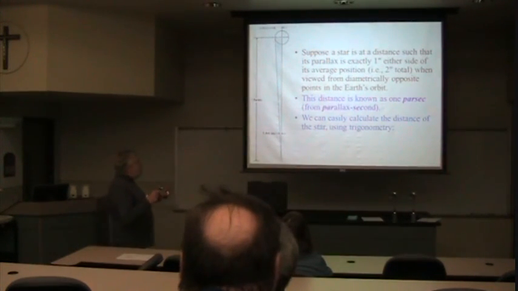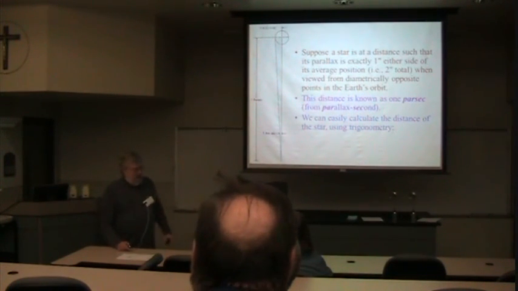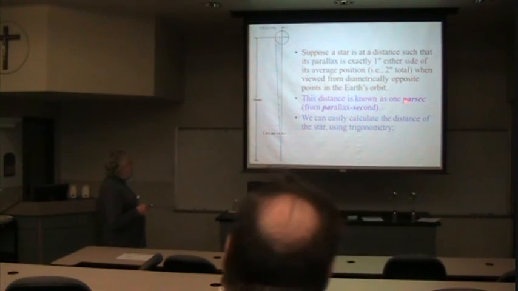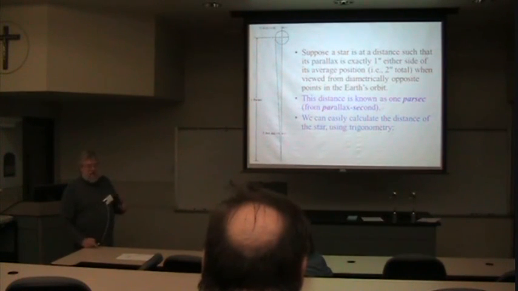Okay, suppose you have a star that's at such a distance that its parallax would be exactly 1 second to either side of its center position, its average position. When we look at it from diametrically opposite points in the Earth's orbit, we would say that that star is at a distance of 1 parsec. Parsec is a made-up word meaning the parallax of 1 second. So if there were a star at just the right distance, it would have a parallax of 1 second and a distance of 1 parsec.